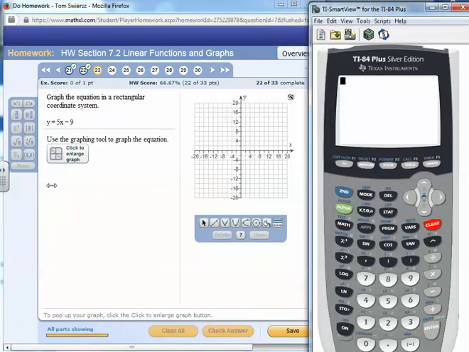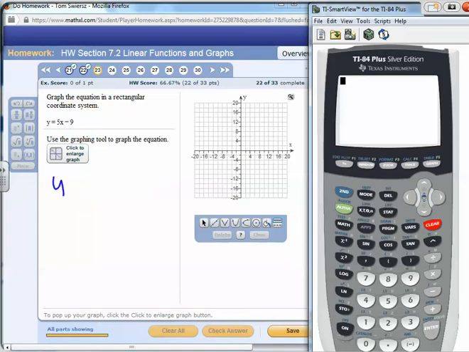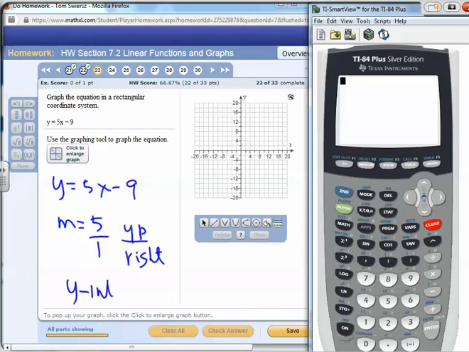Problem number 23, graph y equals 5x minus 9. Again, back to the slope and the y-intercept. Y equals 5x minus 9, that's my equation. The slope is the coefficient of x, which is 5 over 1, right? So we're going to go up and to the right, and the y-intercept is negative 9. So you graph the y-intercept, which crosses the y-axis at negative 9. From there, we're going to go up 5 and to the right 1, using slope-intercept form, y equals mx plus b.